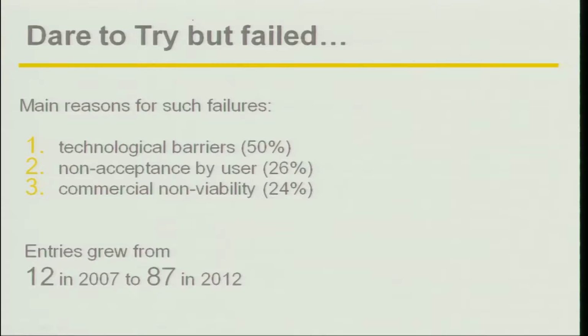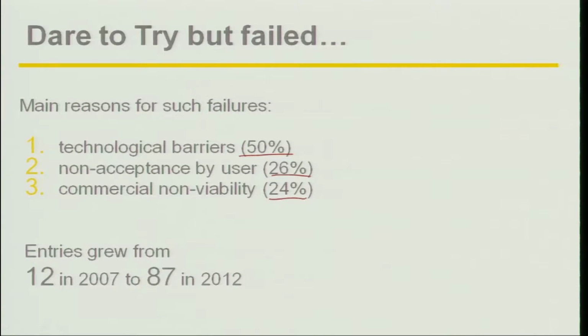So an interesting statistic is they analyzed the reasons why the ones that failed had failed, and they found that 50% of them are because of technological barriers, 26% are because of non-acceptance by the user. Now you understand what that means, right? Non-acceptance by the user. And 24% was because of commercial non-viability.